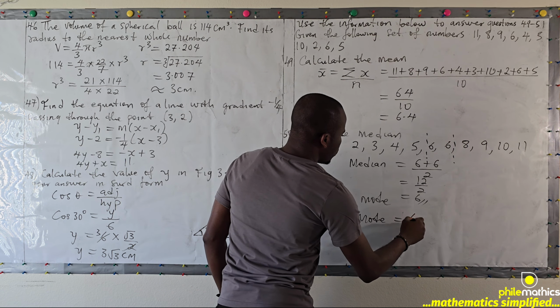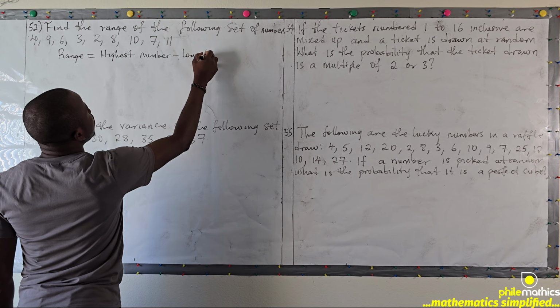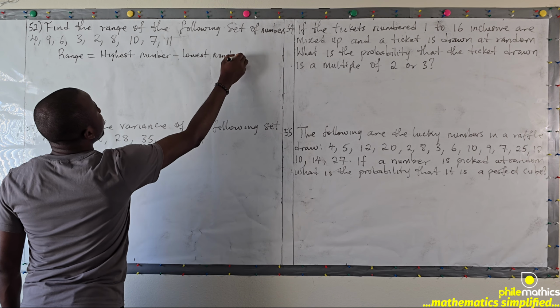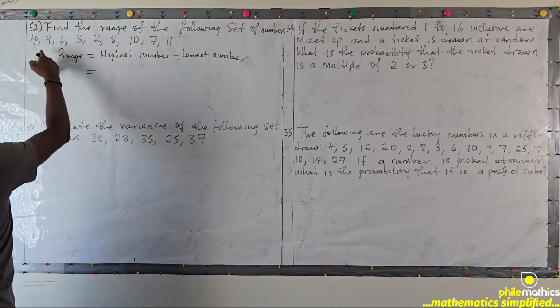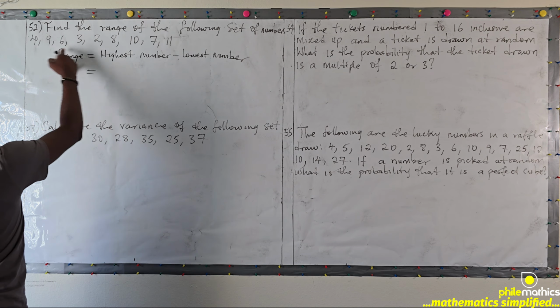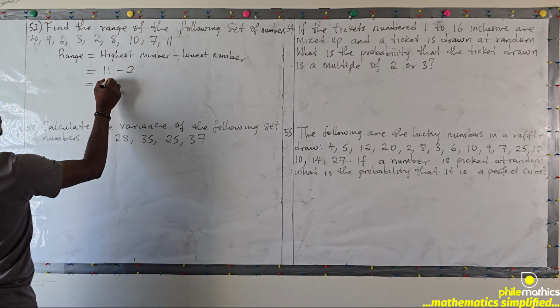And so range is highest number minus lowest number. The highest number we can see here is 11. The lowest number we can see here is 2. And so the range is 9.